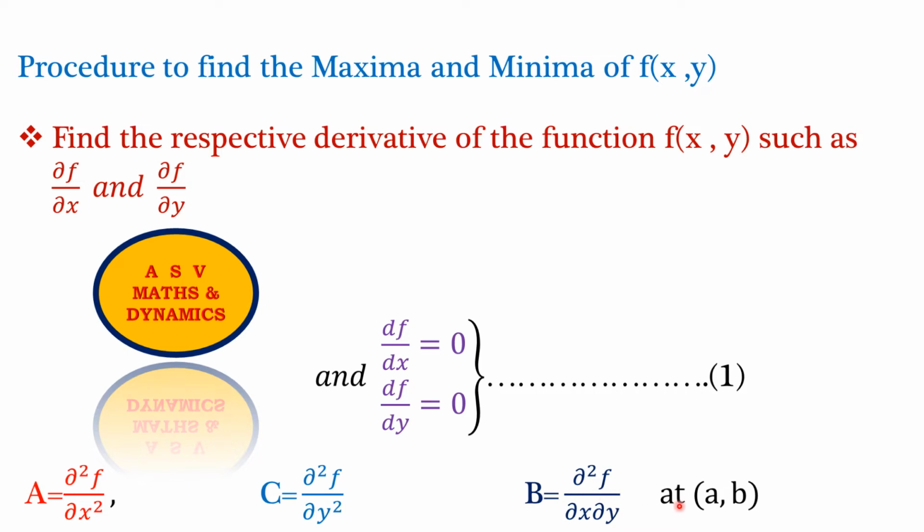After that you substitute the points in the function, and whatever value you get, just keep it with yourself. Then what is the next step?